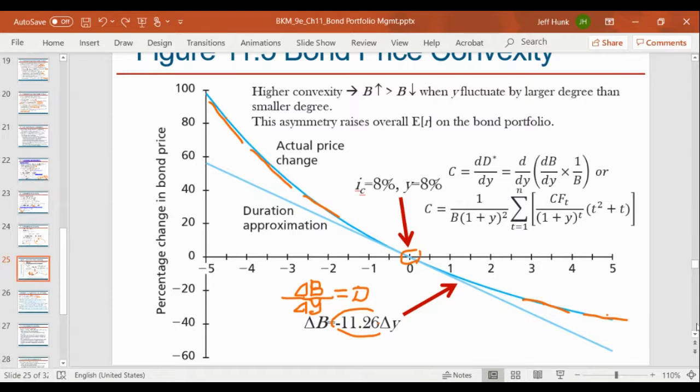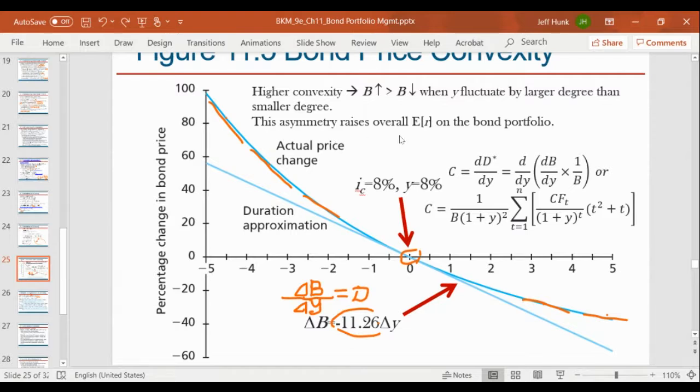So what can you see from here? What can you tell? Even with the same magnitude of change in interest rate, when interest rate goes down, the magnitude of price going up is greater than the magnitude of price going down when interest rate goes up by the same degree, right? Makes sense? This is one benefit of high convexity.